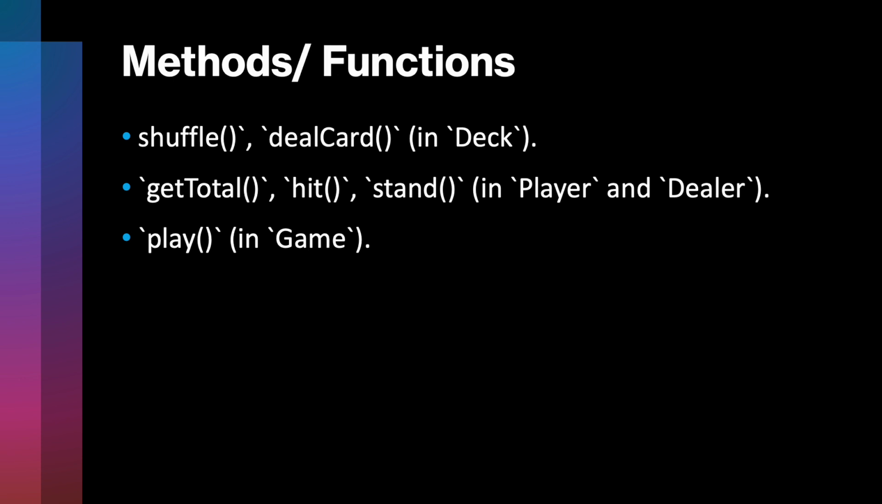Next, we will have methods like shuffle and deal cards in the class deck. After that, we will have methods like get total, hit, and stand, which are pretty self-explanatory by their name. And we will have these methods in the player and dealer classes. Finally, we will have a method called play, which will be the main entry point for the full game loop in the class game.